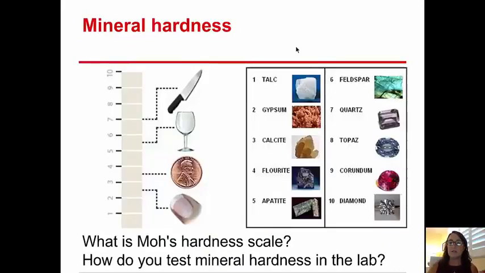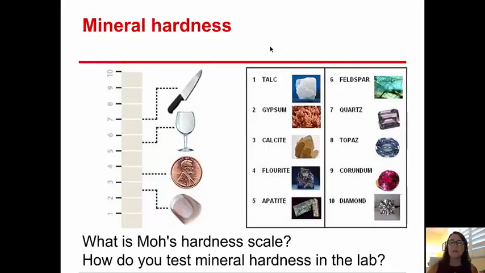Next is mineral hardness. Mineral hardness represents the resistance of the mineral to scratching. Now on the right-hand side, you see numbers 1 talc through 10 diamond. That's Mohs hardness scale, and that's the standard scale for mineral hardness. But you don't always have those minerals with you when you're trying to test the hardness of a mineral. So we can use very common objects, such as your fingernail. So your fingernail typically has a hardness of about 2.5.